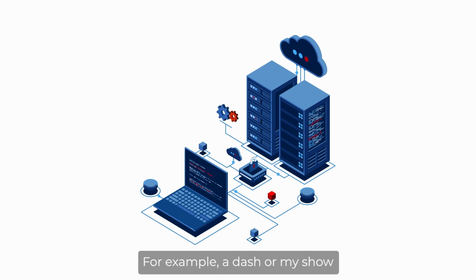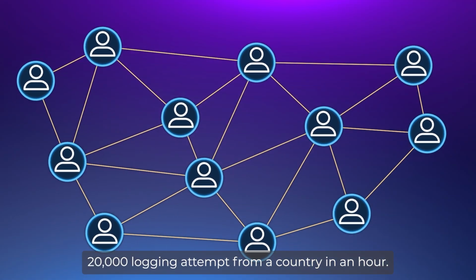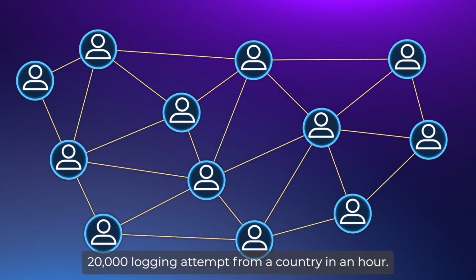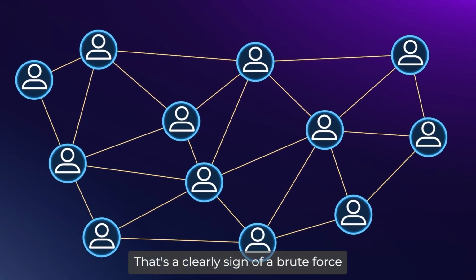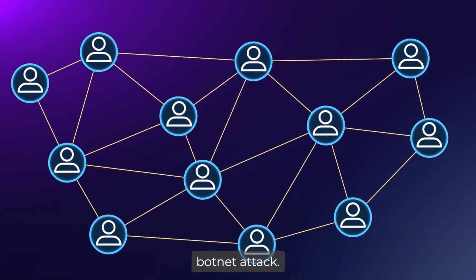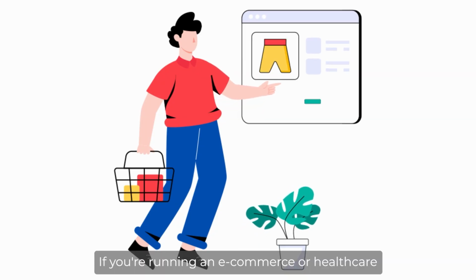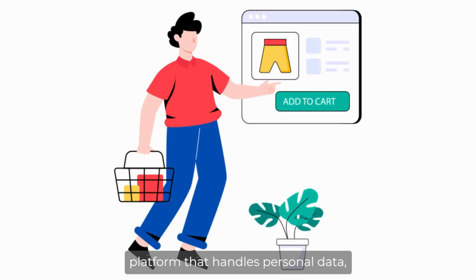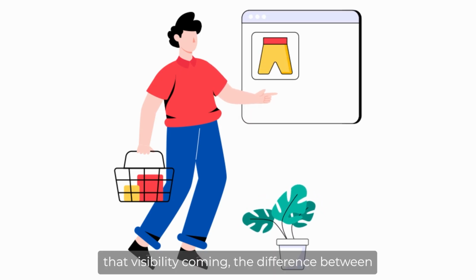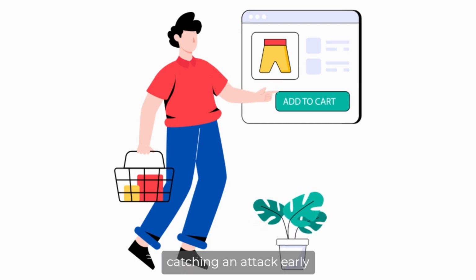For example, a WAF dashboard might show 20,000 login attempts from a country in an hour. That's a clear sign of a brute force botnet attack. If you're running an e-commerce or healthcare platform that handles personal data, that visibility could mean the difference between catching an attack early or becoming tomorrow's headline.